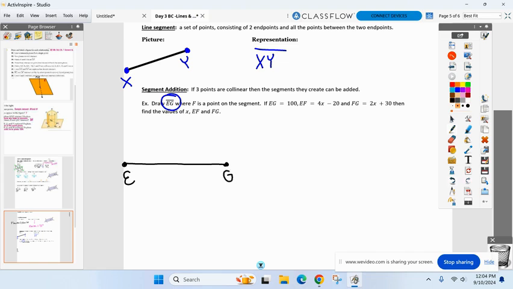Point F is somewhere on it. Does it matter where it is? No. So go ahead, put a point F somewhere on your line segment. Point F, somewhere on there. We're okay so far with the diagram.